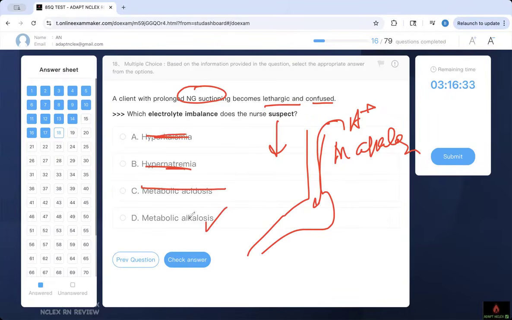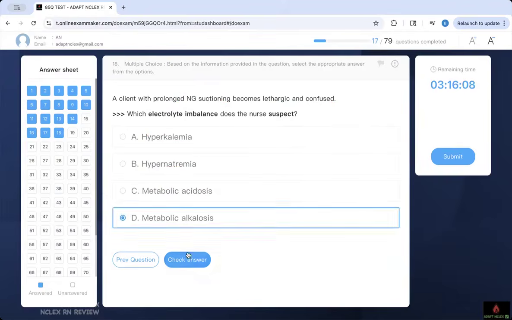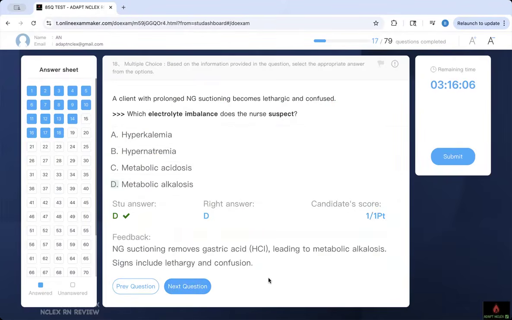Think about it. Metabolic alkalosis, how do you compensate? You're going to compensate with respiratory what? Acidosis. Respiratory acidosis. And these can lead to lethargy, confusion, and the patient getting sick. So this is what is happening to the patient. So watch for that. This is why metabolic alkalosis is more dangerous. And that's our right answer. Think about it. This is very, very key.